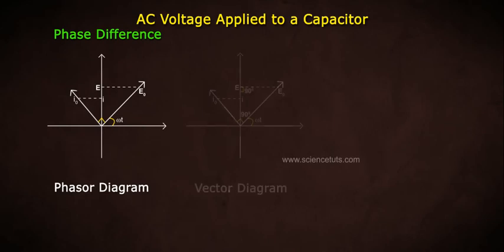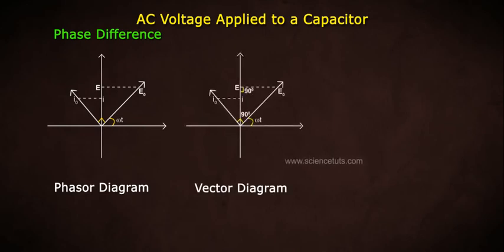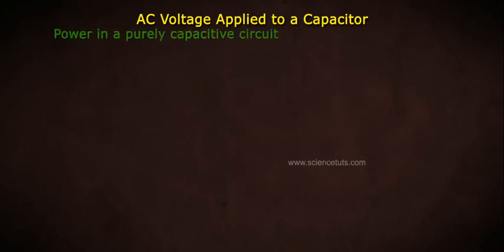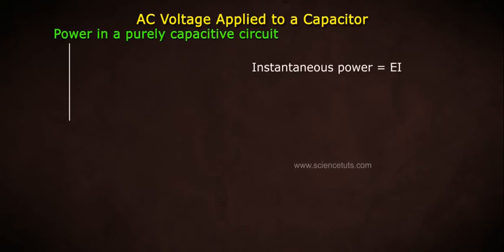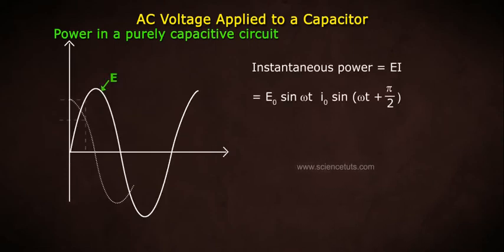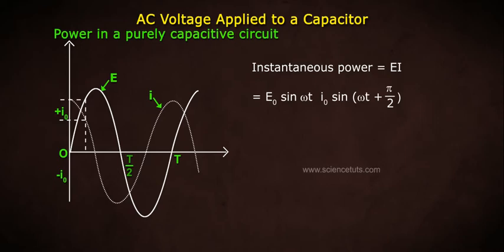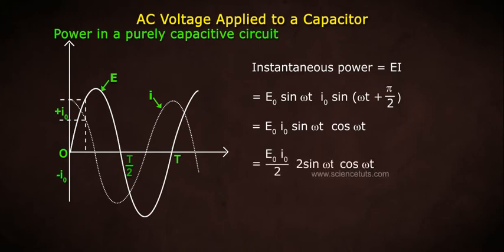Phasor diagram, vector diagram, Argand diagram. Power in a purely capacitive circuit. Instantaneous power equals EI, which equals E naught sine omega t times I naught sine of omega t plus pi by 2, which equals E naught I naught sine omega t cos omega t, which equals E naught I naught by 2 sine 2 omega t.